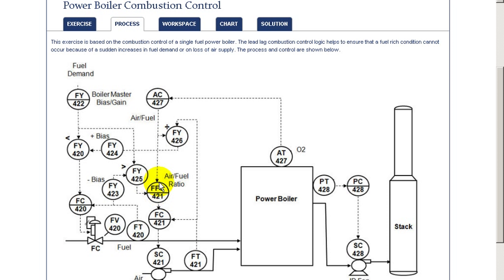The air to fuel ratio is adjusted by PID based upon a measurement of the O2 in the exhaust gas leaving the boiler. Products of combustion are removed through an induced draft fan based upon a pressure measurement using a PID controller.